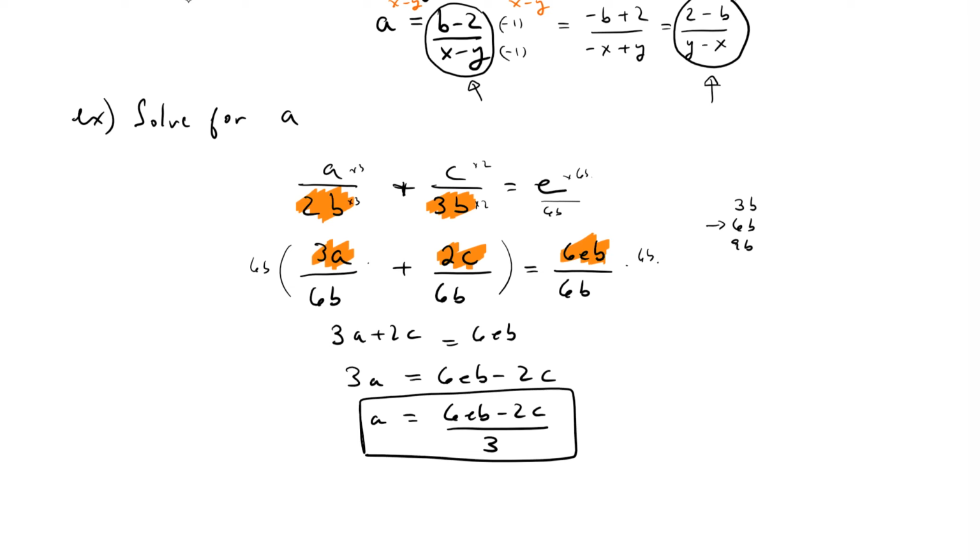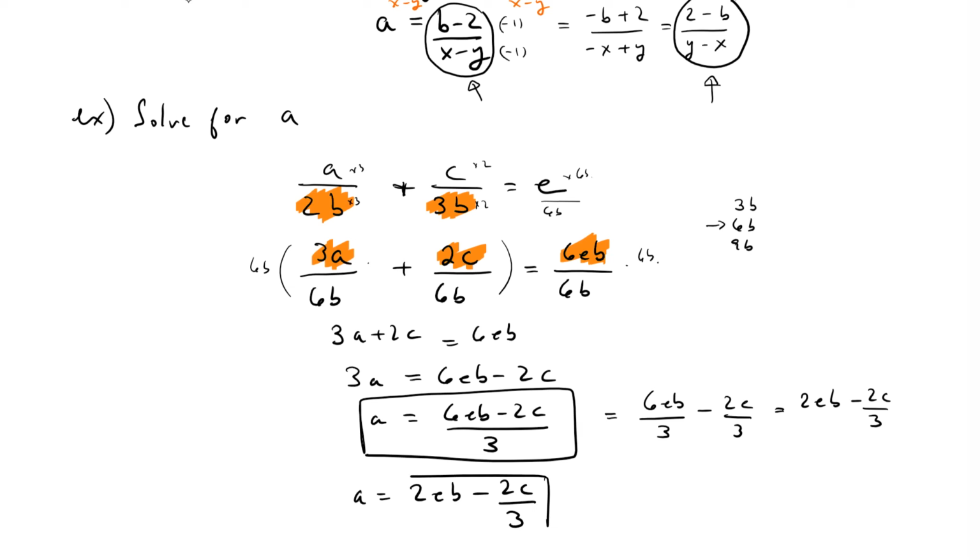But of course, you could match up. Another possibility is to say, I'd like to match up the 6eb with the 3. Now, there's nothing that I can do with the 2 and the 3, but with the 6 and the 3, I can. This is 2eb minus 2c over 3. So that's another possibility for writing down your solution: 2eb minus 2c over 3. It's just a different way of presenting it.